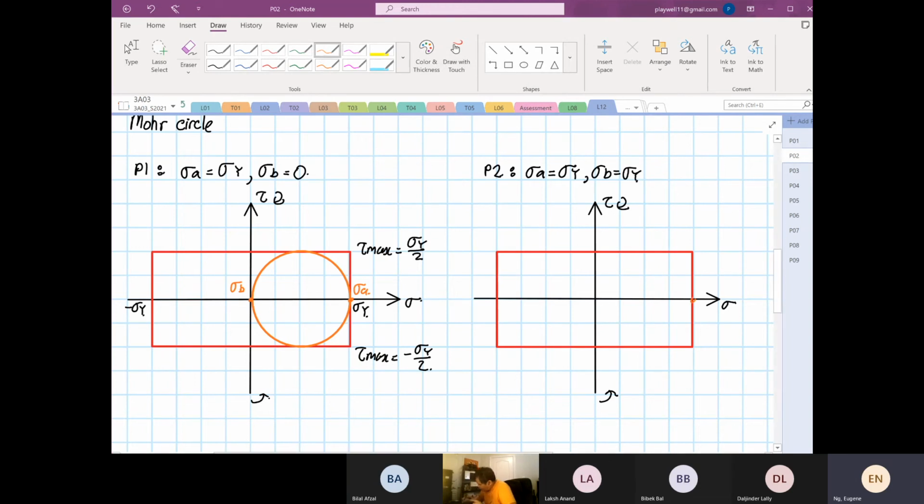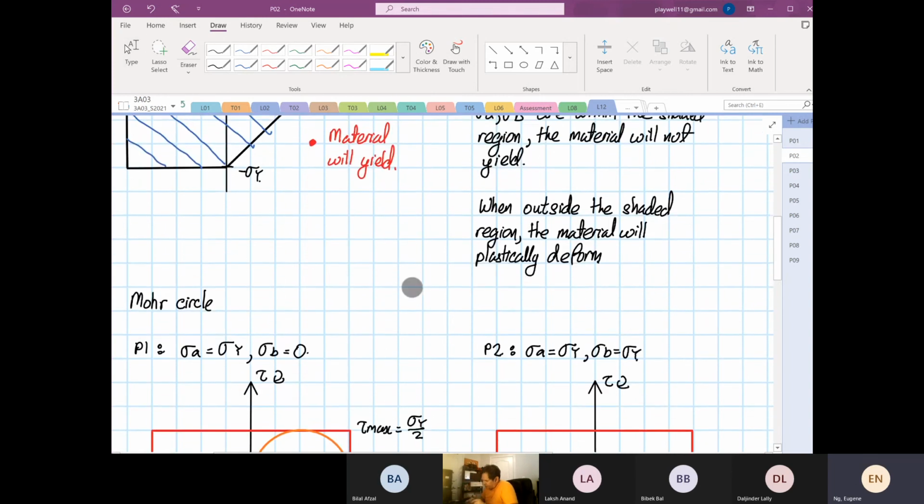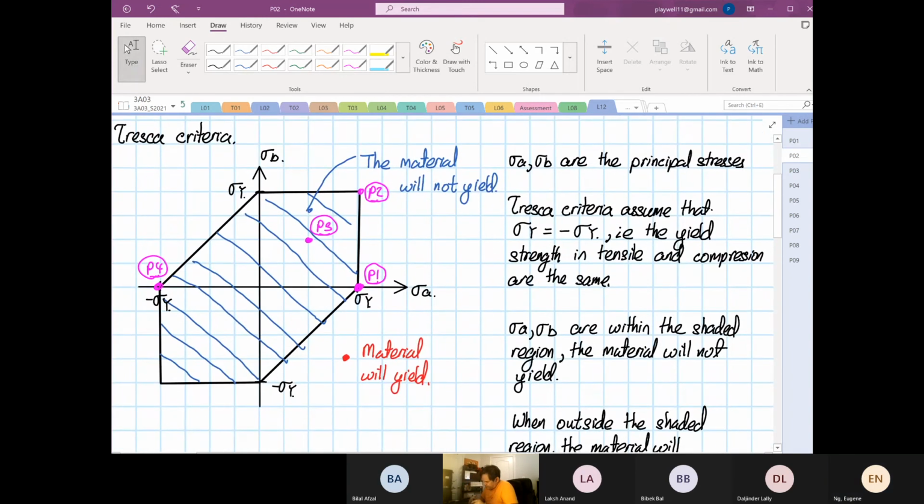You just get a dot because stress A is equal to stress B. So this is our stress A and stress B. Again, it is at the boundary. The material will not yield. Now let's look at point number 3.